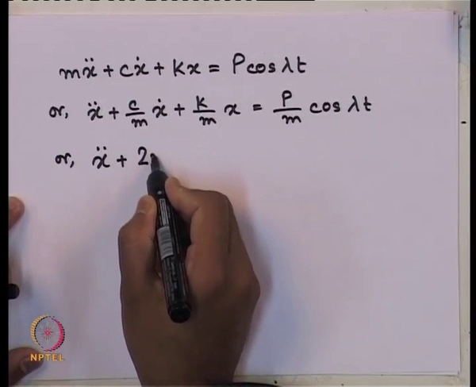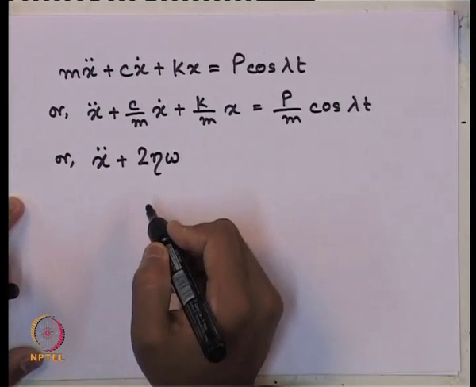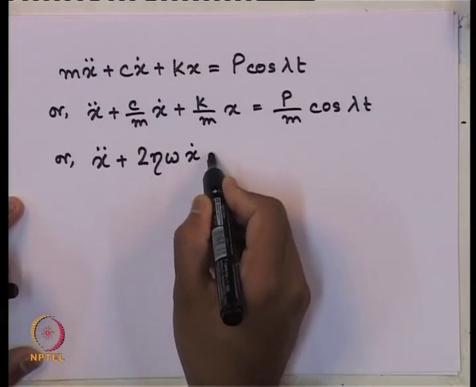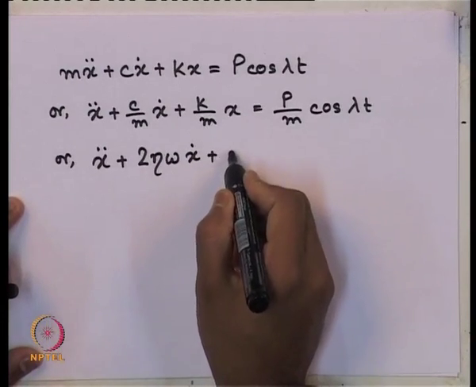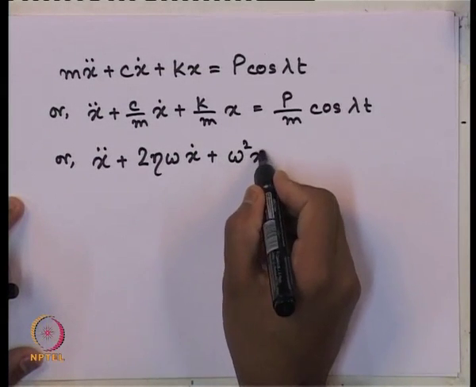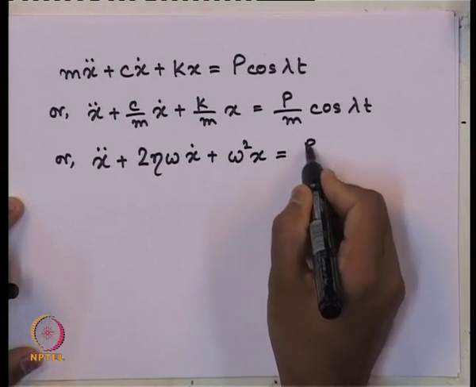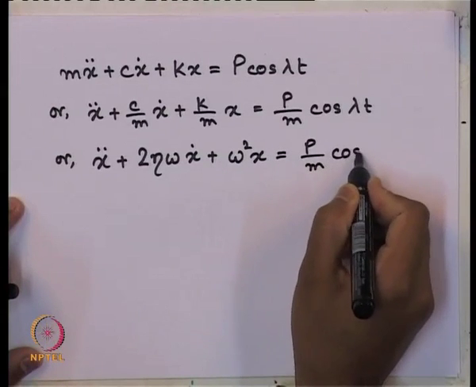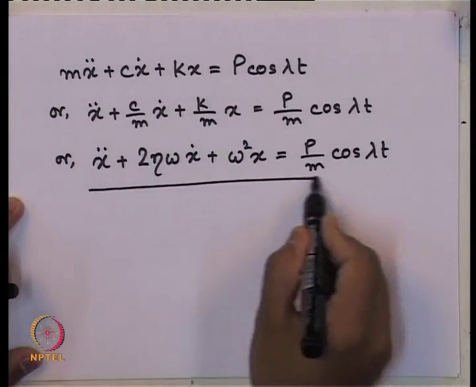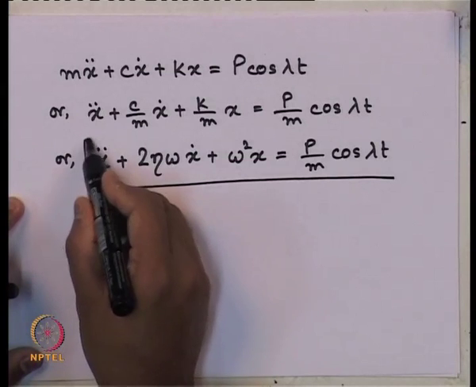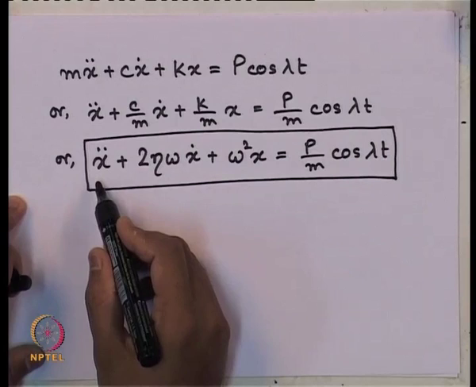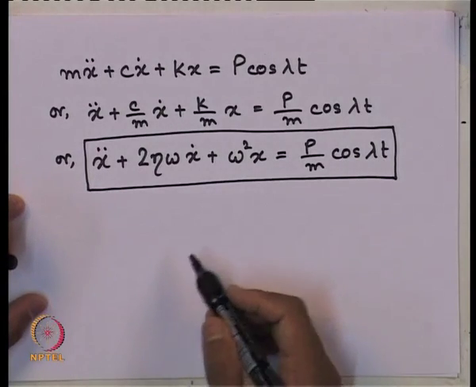Or x double dot plus c by m we can write down as 2 eta omega, earlier we had seen, and x dot, and k by m is nothing but our omega square, where omega is the natural frequency of the system. Omega square x equals p by m cosine of lambda t. So, now this differential equation, second order differential equation, we need to solve to get the solution of what is the response x of t varying with respect to time.